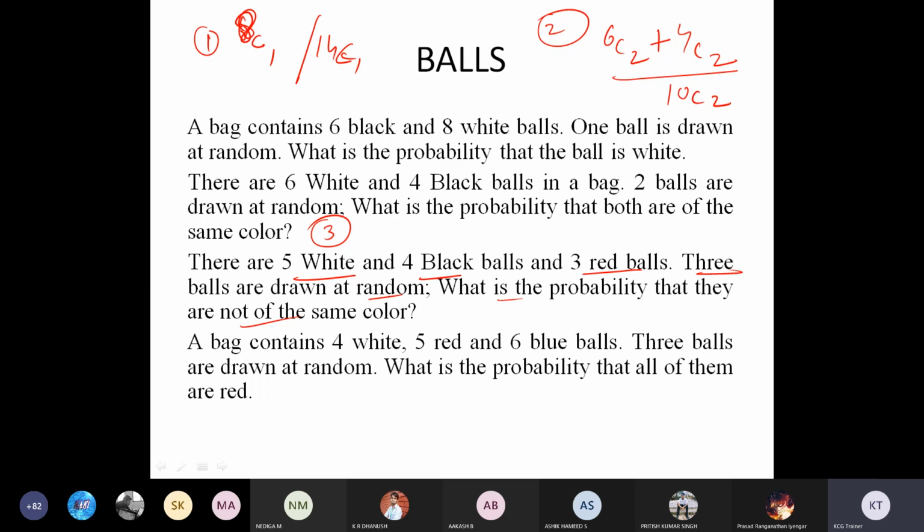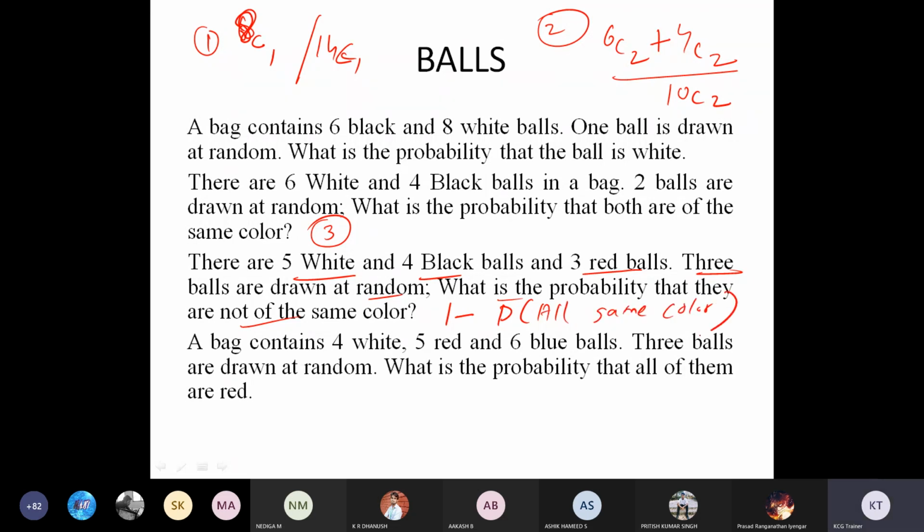You can select 2 white 1 black, 2 black 1 red, 2 red 1 black, 2 red 1 white, and all 3 different, 1 1 1. So many cases will happen. To avoid that, convert the problem into a shortcut. The probability they are not of same color can also be calculated as 1 minus probability all same color.